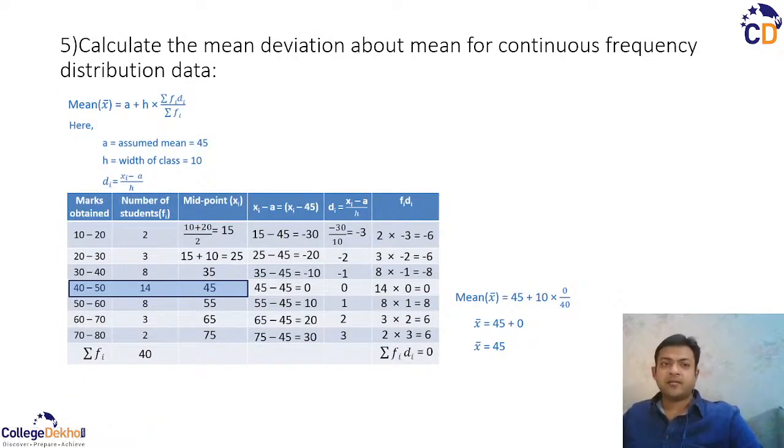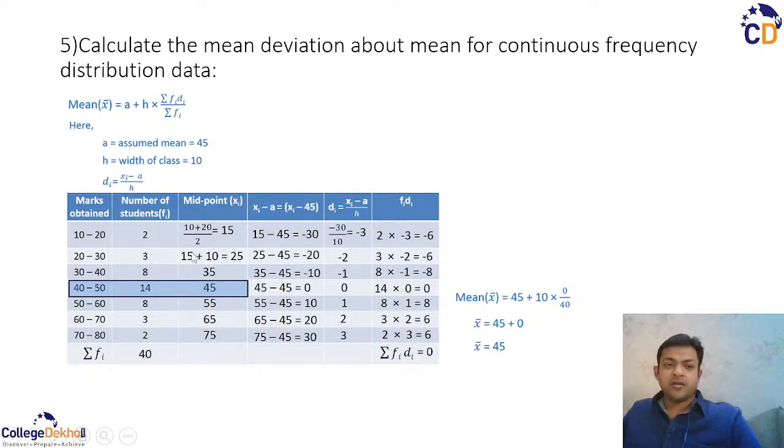If that is clear, let us take up a very interesting question. This is the mean deviation about mean for a continuous frequency distribution. In this question, we have been given the class intervals, or class boundaries, and the frequencies. We first need to calculate the mean, followed by the mean deviation about the mean. In order to calculate the mean, we first need to calculate the mid value, which is the average of 10 and 20, the average of 20 and 30. So we get column number 3.